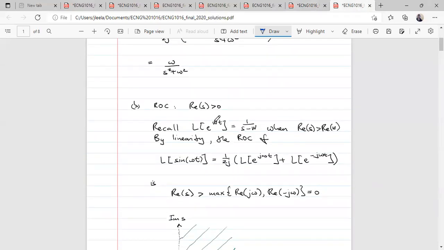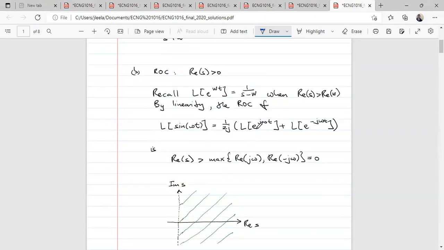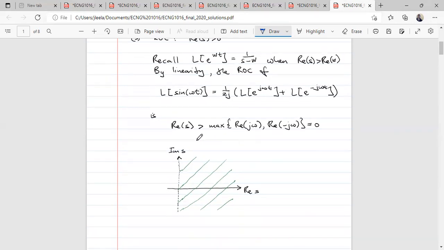Right? So recall that the Laplace transform of e to the omega t is 1 over s minus omega when real s is greater than real omega. By linearity, we get 1 over 2j times the Laplace transform of e to the j omega t plus the Laplace transform of e to the minus j omega t. So real s must be greater than the max of these two terms here, which is equal to 0. So this is your region of convergence here. So real s must be greater than 0.